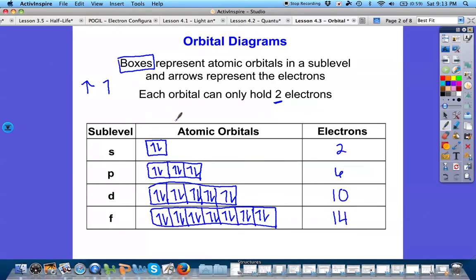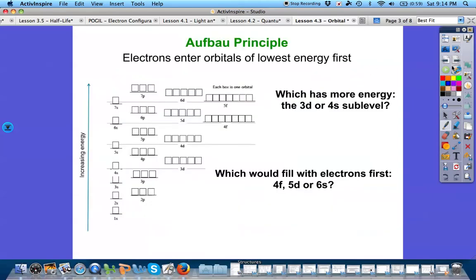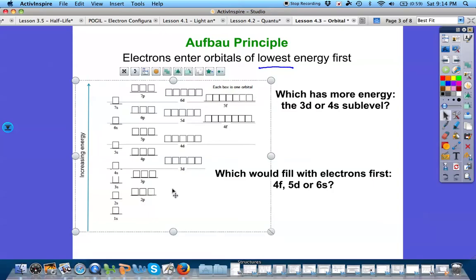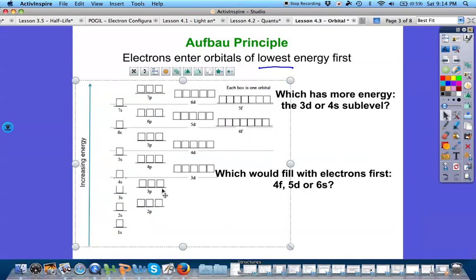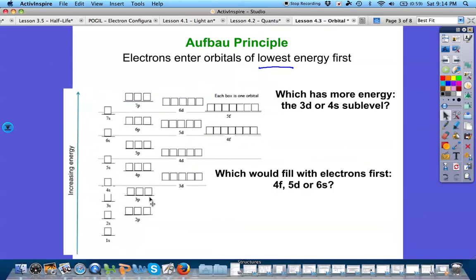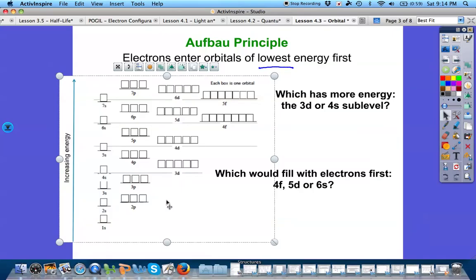So there's different rules and principles in how we can fill up our orbitals. The Aufbau principle says that electrons enter the lowest energy first. So this diagram shows the different orbitals with their corresponding sublevels, and shows the increasing energy.